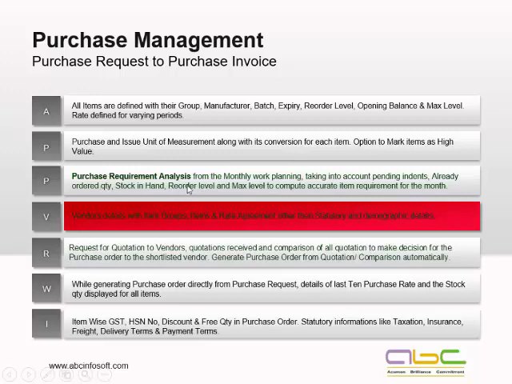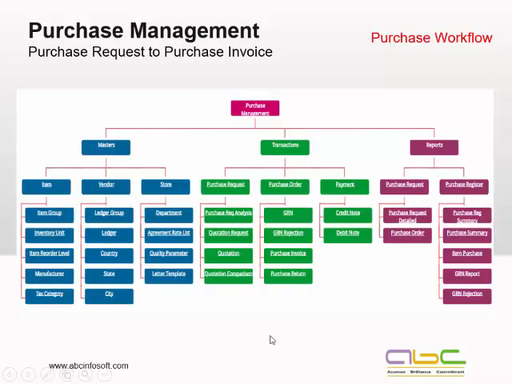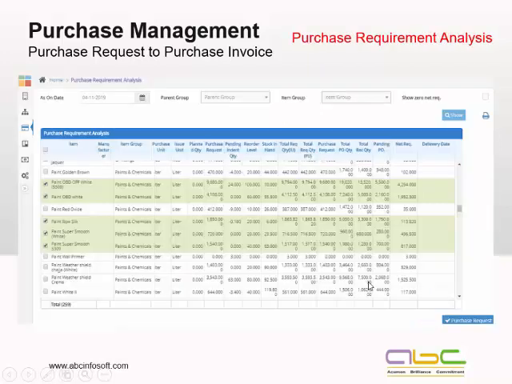Purchase requirement analysis, I told you. Then vendors, you can have a complete detailed definition of the vendors with their item groups, which items they are dealing in. Then complete quotation to vendors, purchase request, item wise GST number and all those things. This is my purchase workflow: all those masters, transactions, and then the reports.